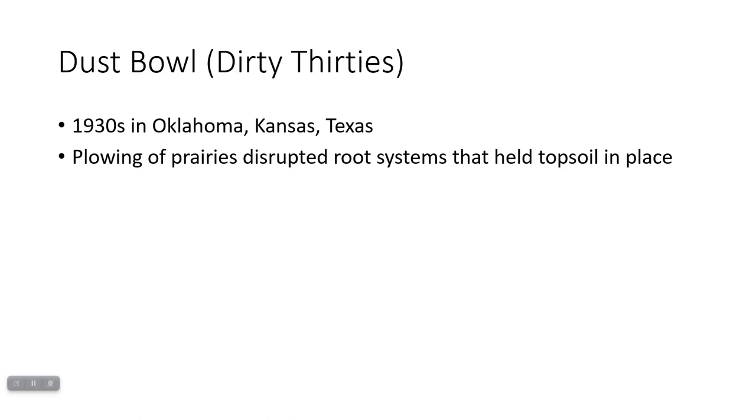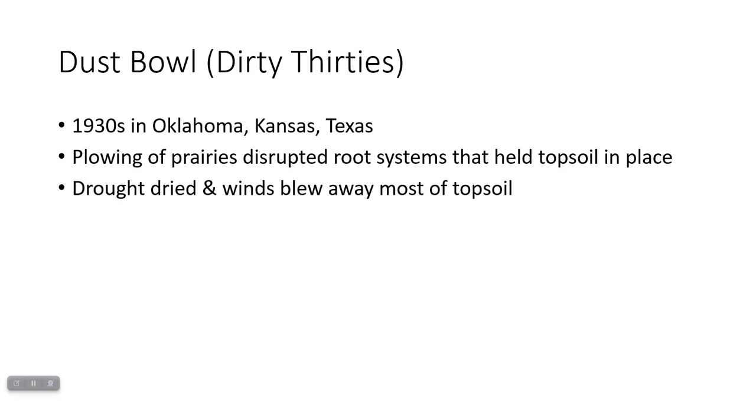But when you plowed those prairies and started growing crops there, that disrupted the roots that were holding that topsoil in place. And so a combination of that, as well as drought, allowed bare soil that was not covered by vegetation, not held in place by root systems, to be blown away by heavy winds. Most of the topsoil blew away, and it ended up as far away as the Atlantic Ocean. And once that soil sunk to the bottom of the Atlantic Ocean, it wasn't salvageable.